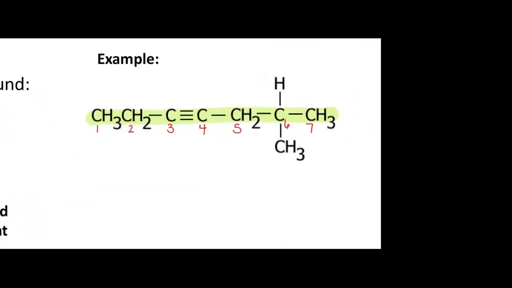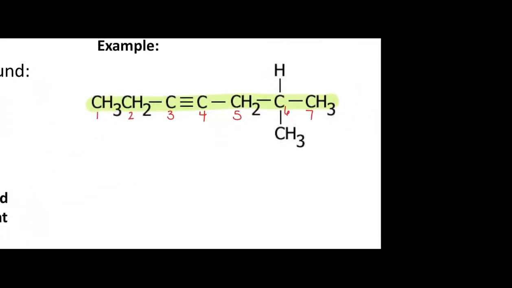As I mentioned, we can write the name of the alkane. Since it's 7, heptane, but because we have a carbon-carbon triple bond, we erase the A and E, and we put -ine to represent that we have an alkyne. We have to give the position of the first carbon in the carbon-carbon triple bond, which is position 3.